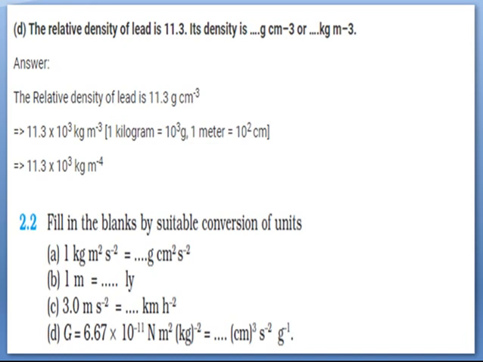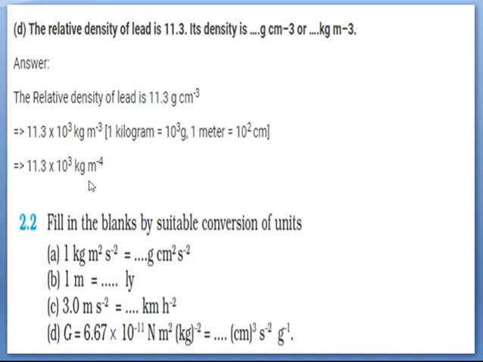Here it is, lead, in both the units, in gram per centimeter cube as well as in kilogram per meter cube. So let us see, but just simply you have to multiply the given relative density into, as you all know that 1 kilogram is equal to 1000 gram and 1 meter equals 100 centimeter. So apply this, we get 11.3 into 10 raised to the power of 3 kg per meter cube.